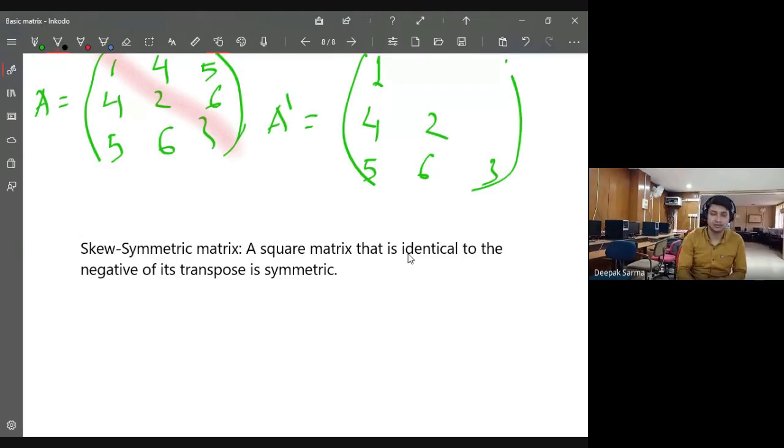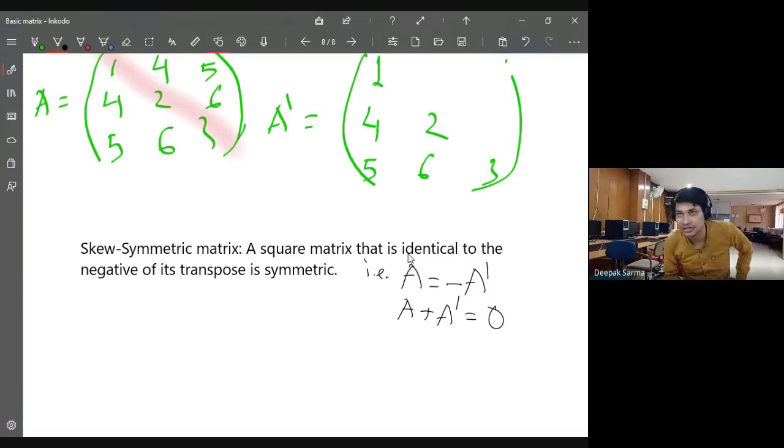So what I mean here: earlier I had A equal to A transpose. Here I have A equal to negative of A transpose. Or in other words, if I add A and its transpose, I should get the zero matrix. So A plus A transpose should give you the zero matrix. Again, the matrix must be square. Why? Otherwise we cannot equate A and negative of A transpose, because A and A transpose will be of different order if the matrix is not square. Is it clear?